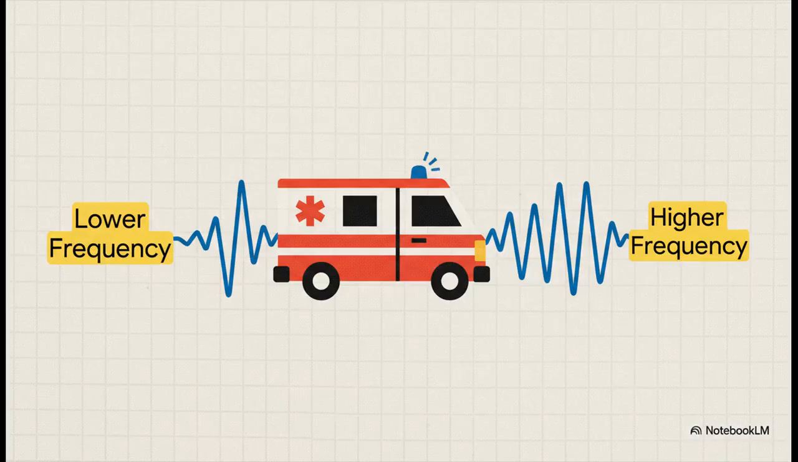Now, here's something really cool that happens when the source of a sound is moving. I'm sure you've all heard this. Think of an ambulance siren. As it's coming towards you, the pitch sounds really high, right? Nina, Nina. But as soon as it passes you and moves away, the pitch suddenly drops. Nina, Nina. That change you hear is the Doppler effect.